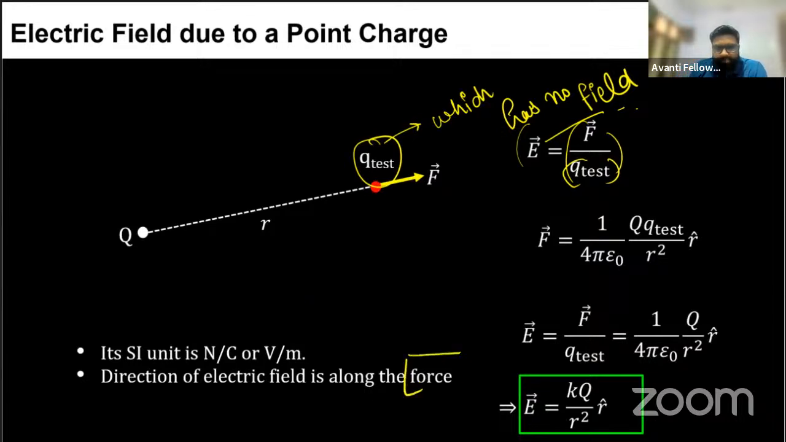The direction of the electric field will always be towards the force. So I will ask you a question very rapidly here. Suppose this is a positive charge. Okay? So if another positive charge came in the field of it, what is the direction of the field? This way or this way? This has 1, this has 2. So the direction will be 2 or 1.